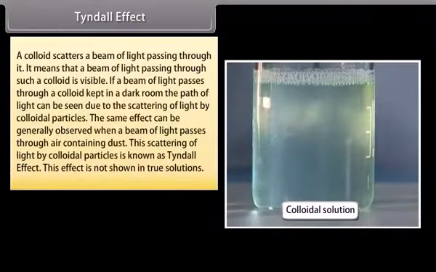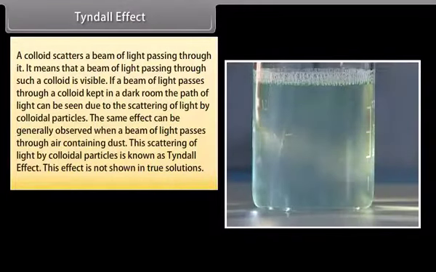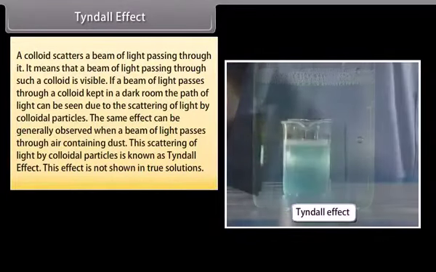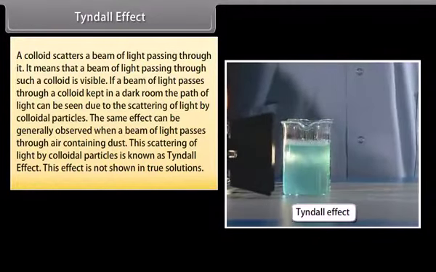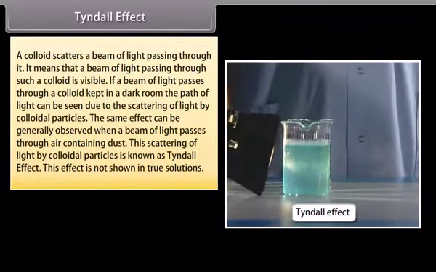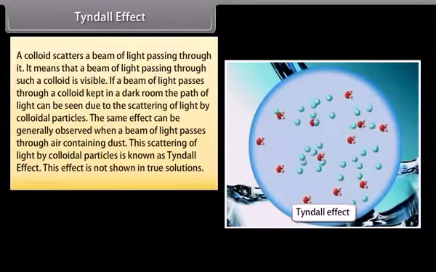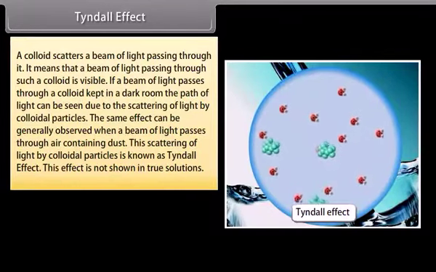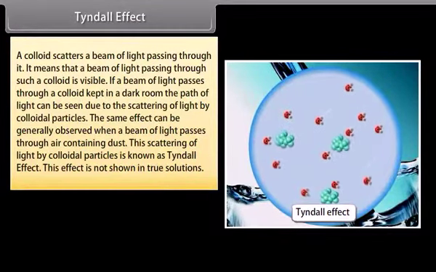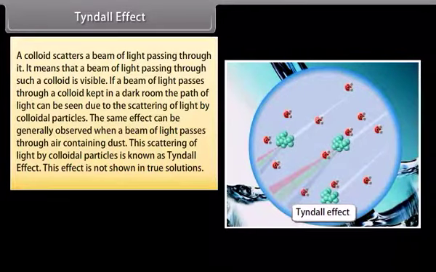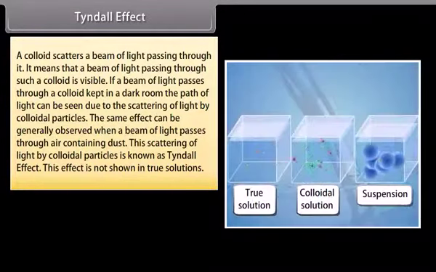Tyndall effect. A colloid scatters a beam of light passing through it. It means that a beam of light passing through such a colloid is visible. If a beam of light passes through a colloid kept in a dark room, the path of light can be seen due to the scattering of light by colloidal particles. The same effect can be generally observed when a beam of light passes through air containing dust. This scattering of light by colloidal particles is known as the Tyndall effect. This effect is not shown in true solutions.